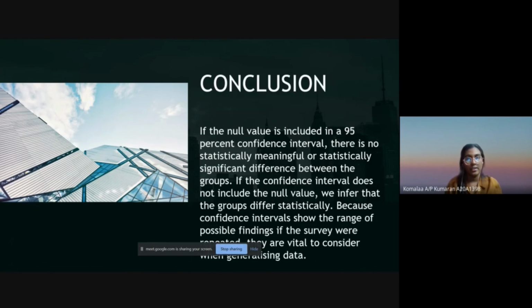So the conclusion: if the null value is included in the 95% confidence interval, there is no statistically significant difference between the groups. If the confidence interval does not include the null value, we infer that the groups differ statistically. Because confidence intervals show the range of possible findings in the survey, they are vital to consider when generating data.